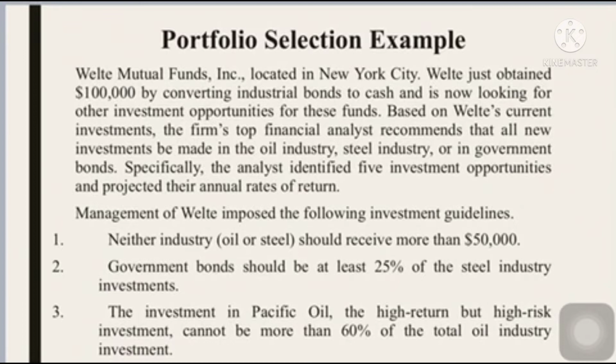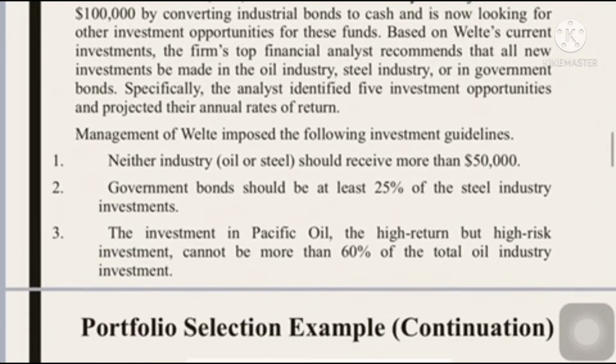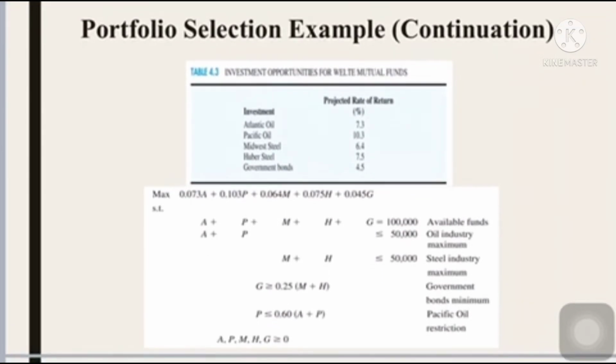Given the objective of maximizing projected return subject to the budgetary and managerially imposed constraints, we can answer this question by formulating and solving a linear programming model of the problem. The solution will provide investment recommendations for the management of Wealthy Mutual Funds. So, for the portfolio example, the investment opportunities are Atlantic Oil, which has a projected rate of return of 7.3%, Pacific Oil 10.3%, Midwest Steel 6.4%, Hoover Steel 7.5%, Government Bonds 4.5%.